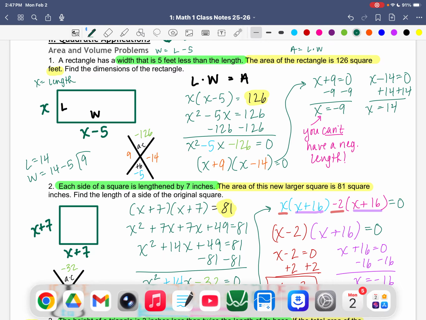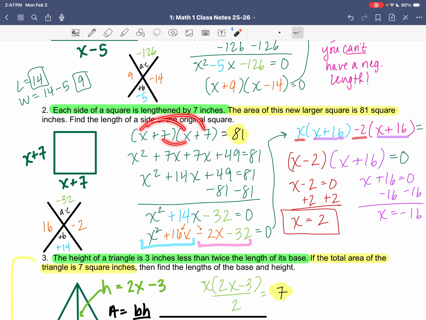All right, so now let's go ahead. I've got this one kind of set up for you, but it says each side of the square is lengthened by 7. So I'm drawing a square. When it's lengthened, you're adding 7. The area of the new larger square is 81. So we know area is length times width, and we know it's equal to 81. So now do FOIL, distributing, however you like to say it, but when you do that, you should get x squared plus 7x plus 7x plus 49 equals 81.